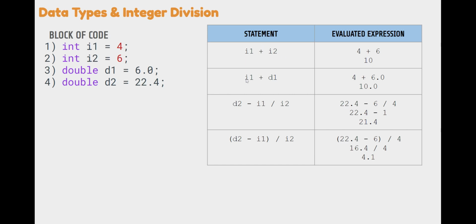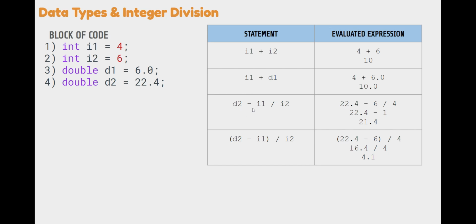The second statement is I1 plus D1. I1 is the integer literal 4. D1 is the double literal 6.0. One of these things is a double, so the answer is going to be a double. This is going to be a 10.0. So these two do not give the same answer. The integer 10 is different than the double value of 10.